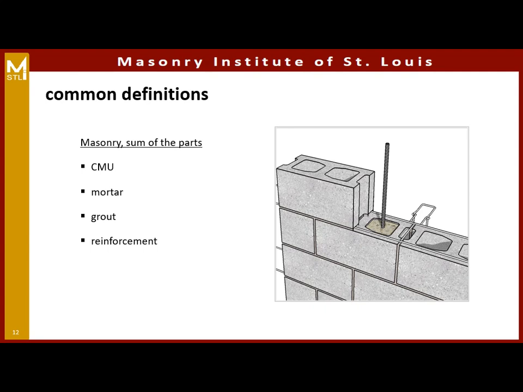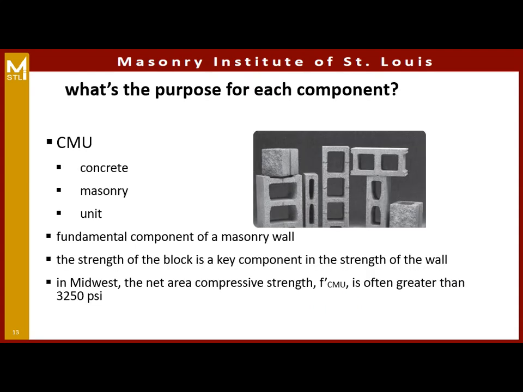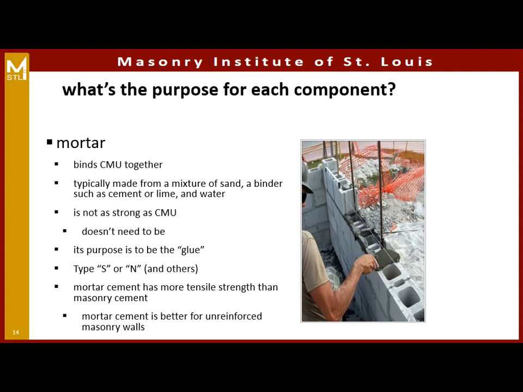So first, masonry is made up of some parts. We've got CMU, mortar, grout, reinforcing. The concrete masonry unit is a fundamental part of masonry construction. Because of that, strength of the block is a key component in the strength of the wall. And what we find in the Midwest is that very often we're getting blocks that are around 3,000 PSI or higher. So we're not just getting the minimum; whatever we ask for, we're getting better than the minimum. Mortar is the glue that binds the CMU together.